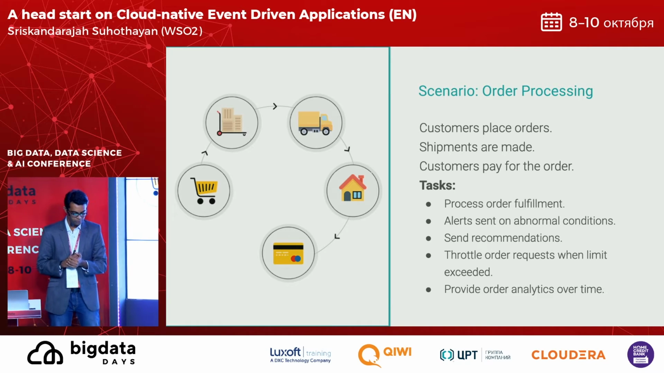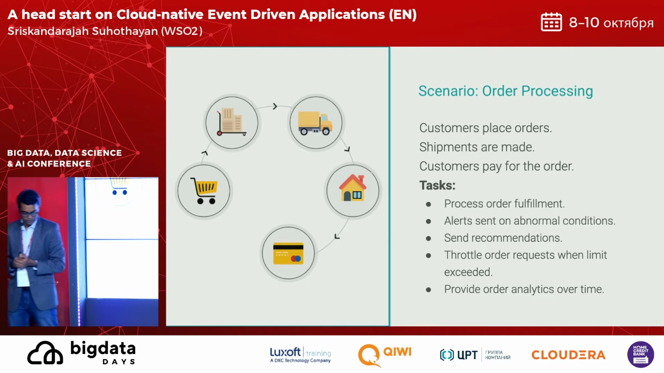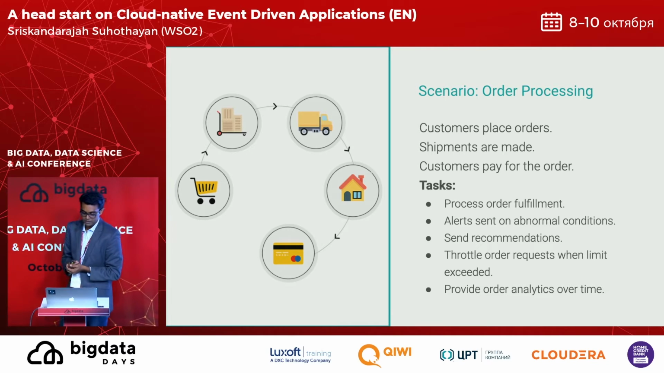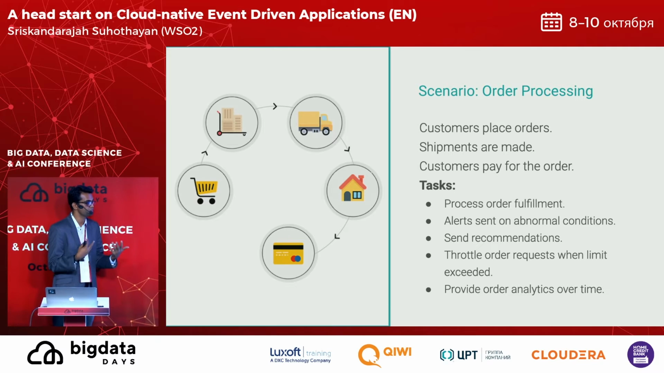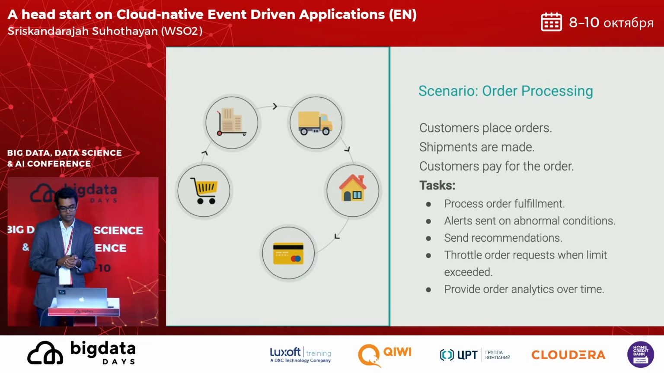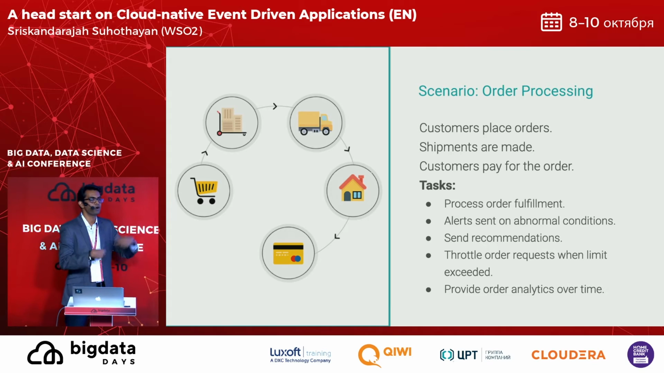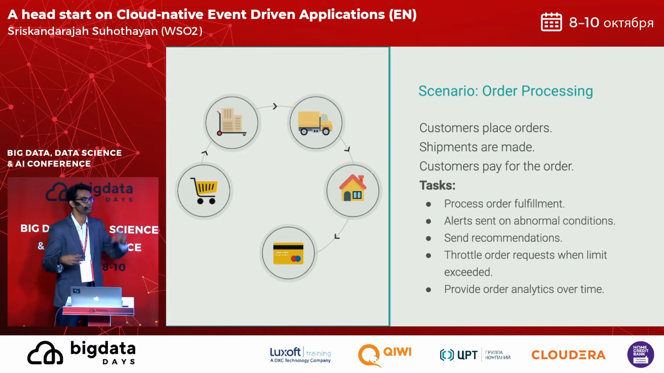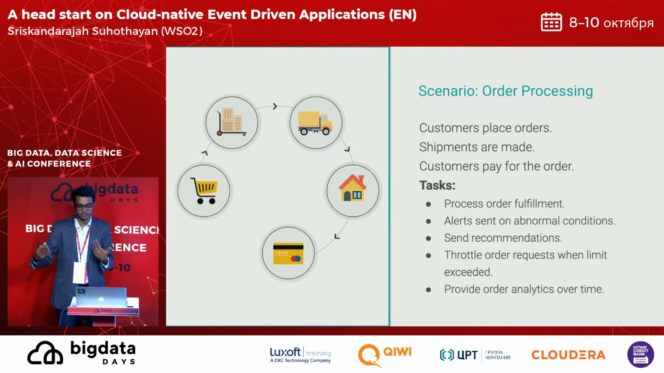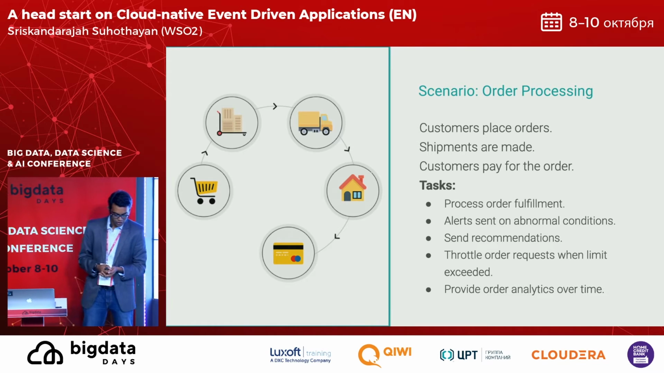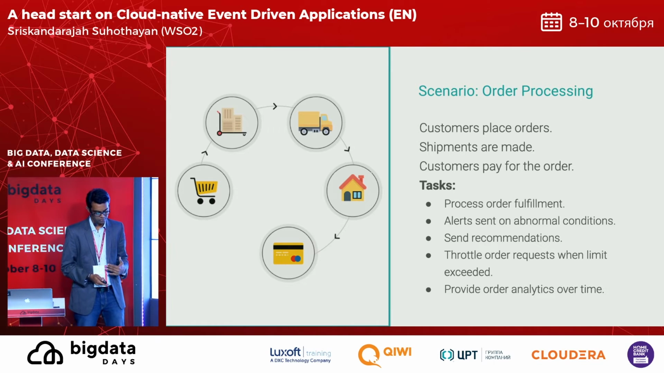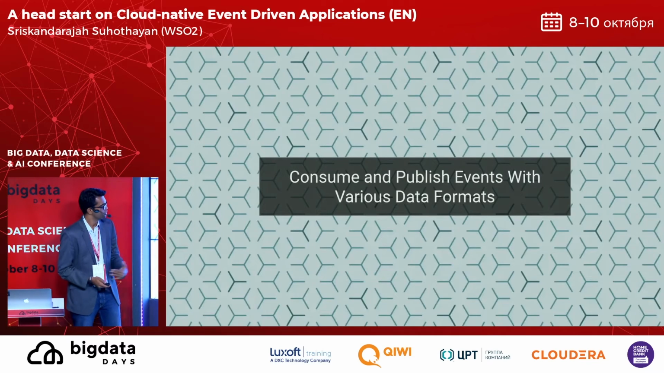And you want to identify the order and send a fulfillment. You want to send an alert when abnormal conditions are met. You can send recommendations based on previous purchasing patterns. And you want to throttle: people are ordering continuously but they're not paying, so you want to throttle that order, right? You can't order anymore because you haven't paid for the earlier orders. And you also need to do an order analysis over time.